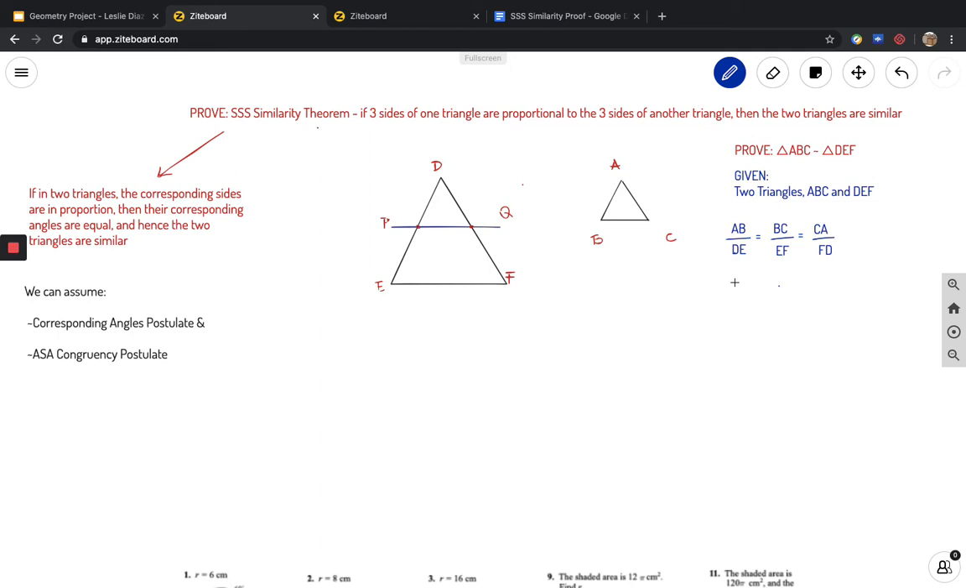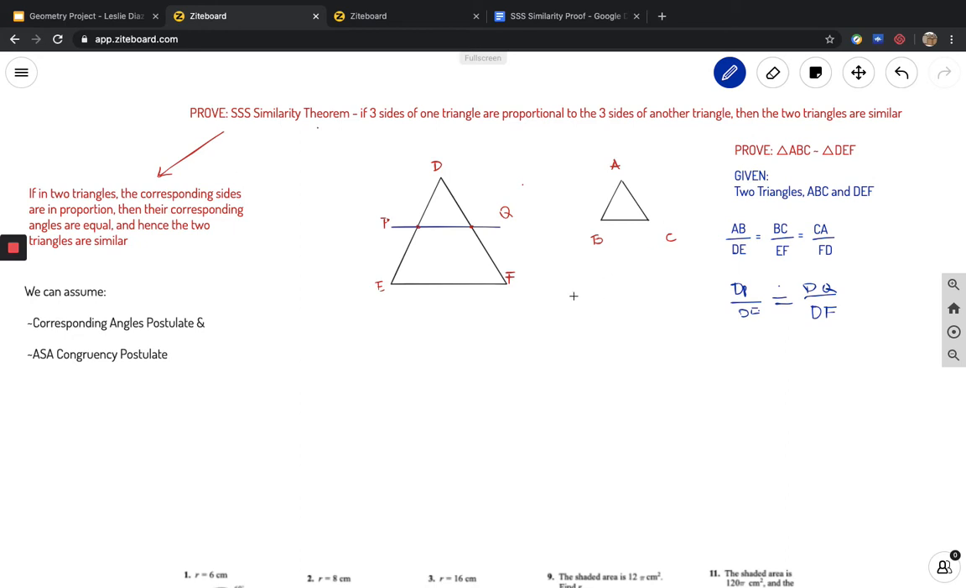And we can also bring from this that CP over DE is going to be equal to DQ over DF. We know this because by looking at a little diagram that we have over here, we can substitute these two segments, CP and DQ, for AB and AC. So that would be by substitution.